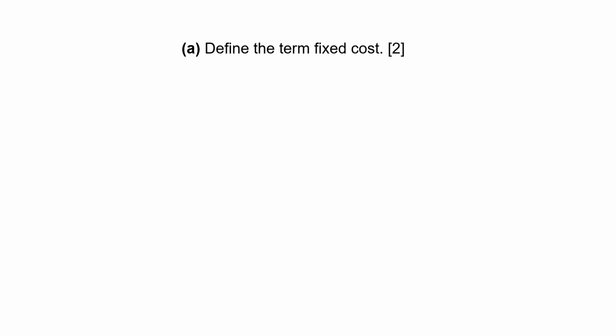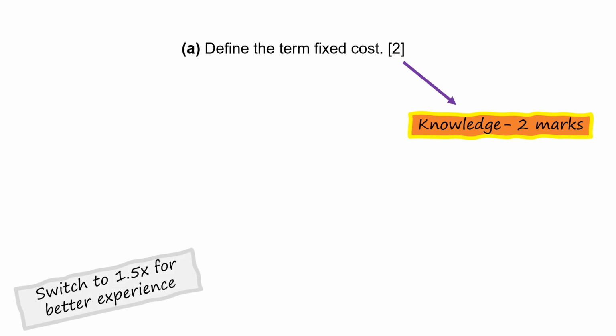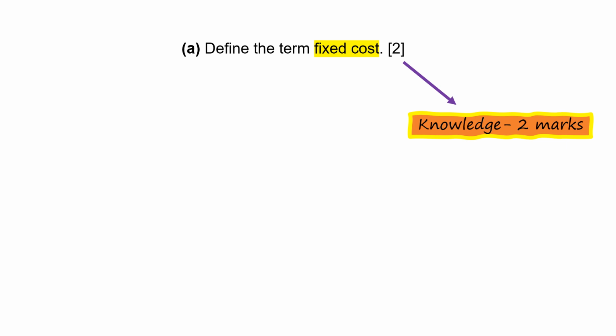Here, for a 2 marks question, we'll have to provide knowledge of the given concept. So, 2 marks for knowledge. And the given business terminology is fixed costs. And knowledge here, the examiner is trying to point out that the student will have to demonstrate a clear understanding of the given term, that is fixed costs.